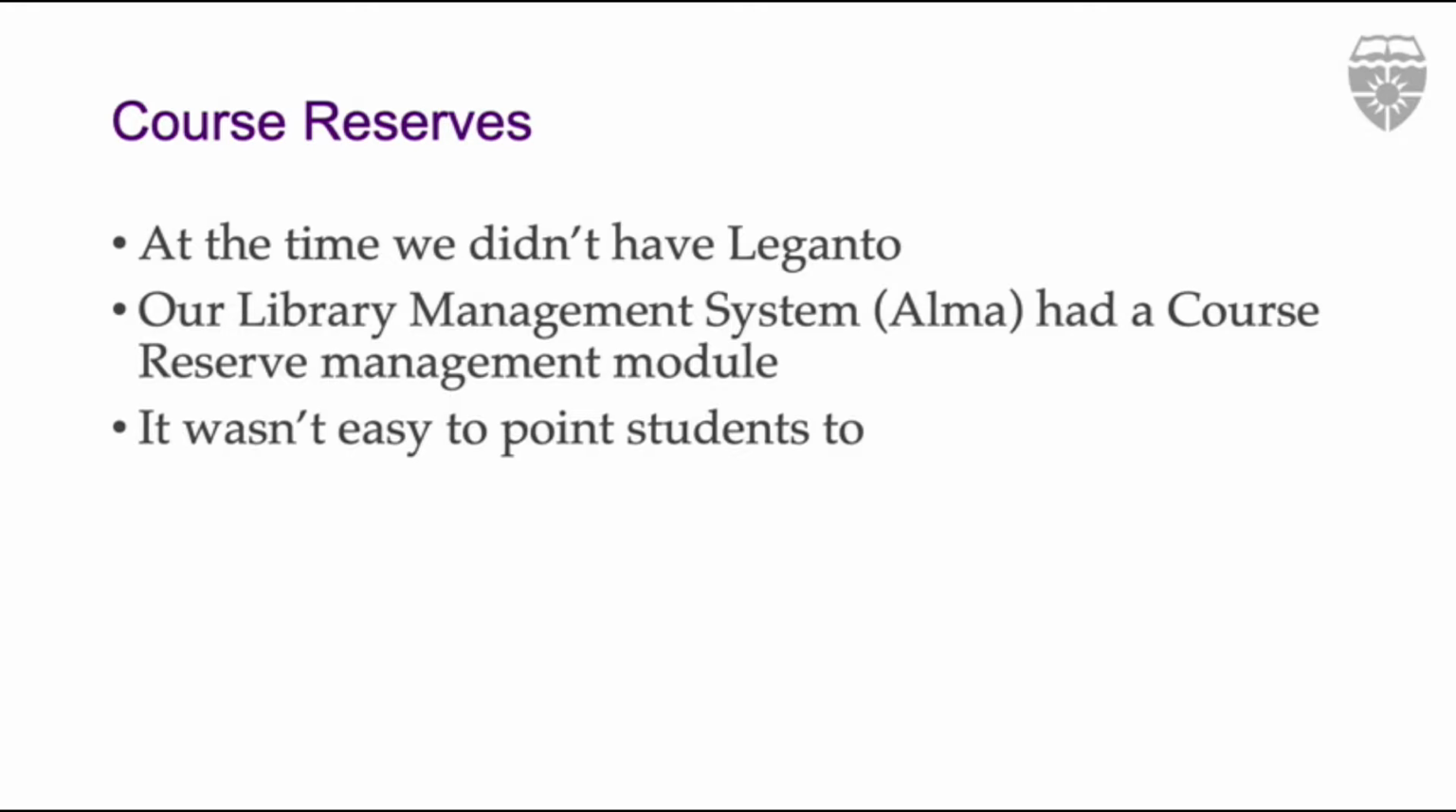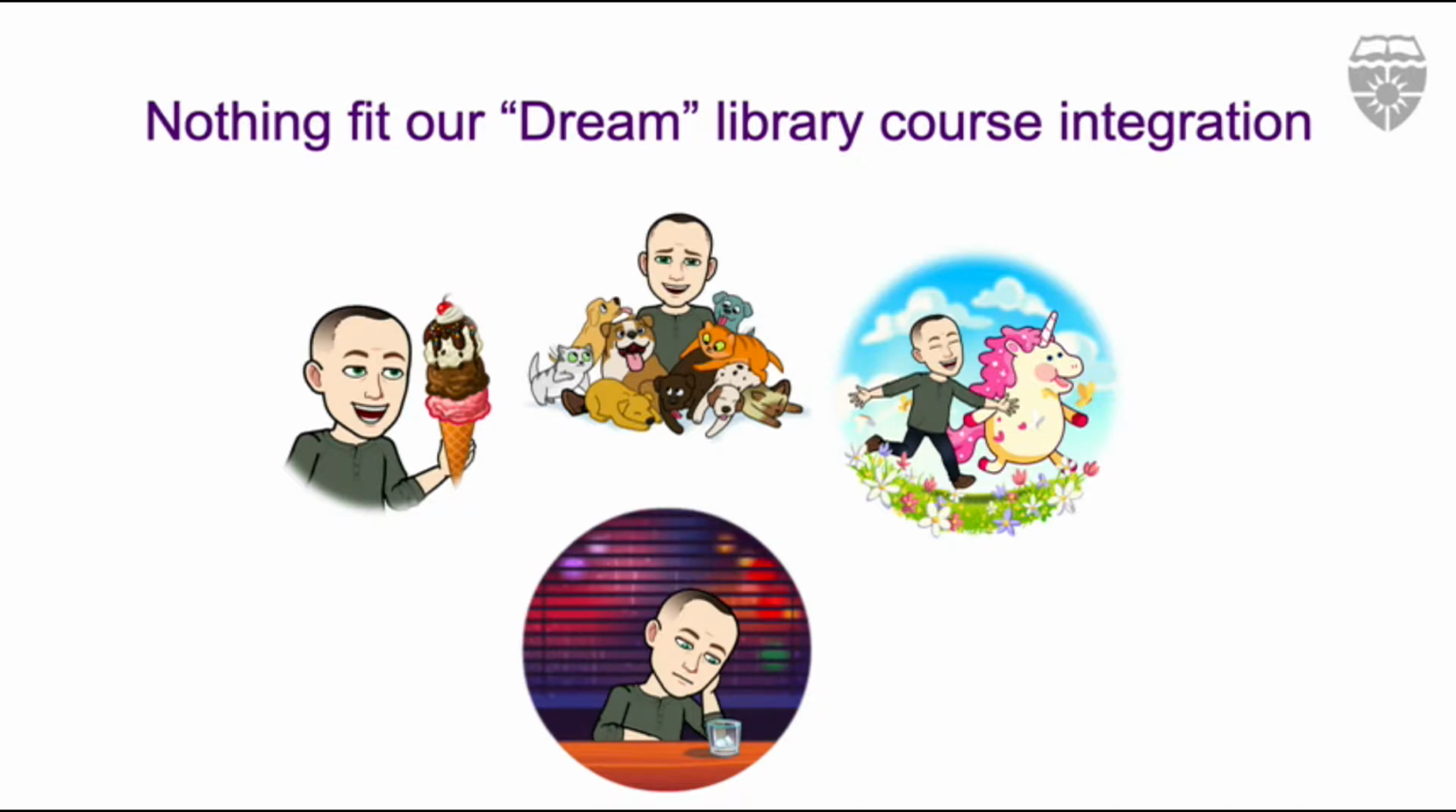Luckily, at the time, we didn't have Leganto, and we were really thinking we need these course reserves to appear in Canvas. Leganto kind of took care of that for us, but this was before Leganto, so we wanted this to appear. So it was a key thing for us. And also at the time, finding the resource lists for students was not easy to do. You could do it through Primo, but it wasn't exactly easy to point to. So nothing really fit our dream library course integration.